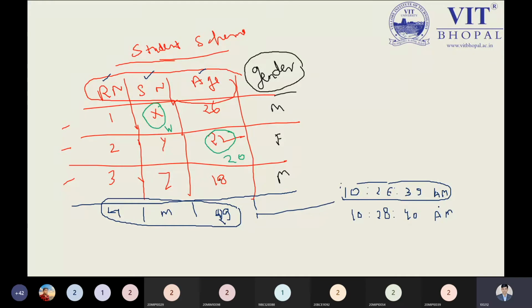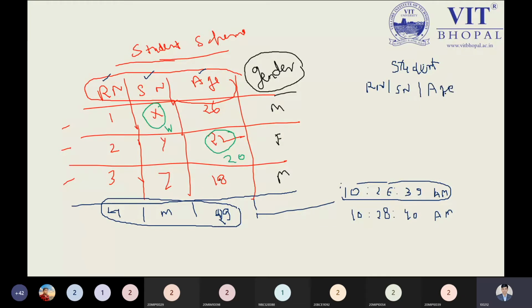Yes, sir. And now my dear, schema is concerned. Schema is saying to us, what is schema? Schema means structure. So if I'm saying student is my database or table, what is the schema? Student, and it has its roll number, student name, and age. Okay, this is a schema.